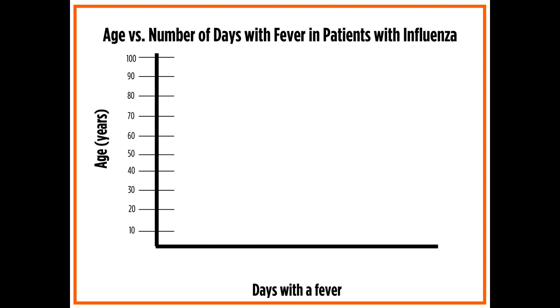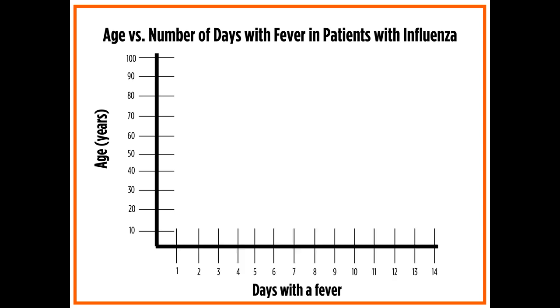Next, he adds numbers to each axis of the scatterplot. He wants the age axis to be able to show the ages of 1 to 100. That's a lot of numbers. He knows he cannot fit all 100 numbers on his axis, so he decides to count by tens to list the numbers 0 to 100. This way, he can fit all of his data. He wants the days with a fever axis to be able to show the days from 0 to 14. He is able to fit all 14 numbers on the days axis.